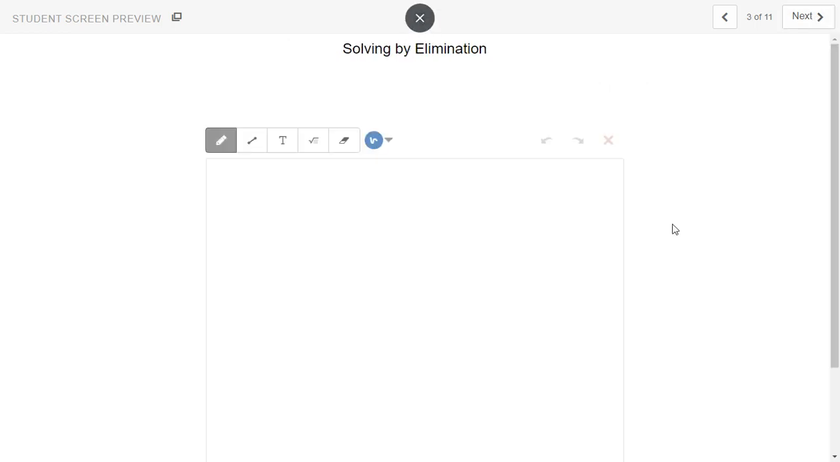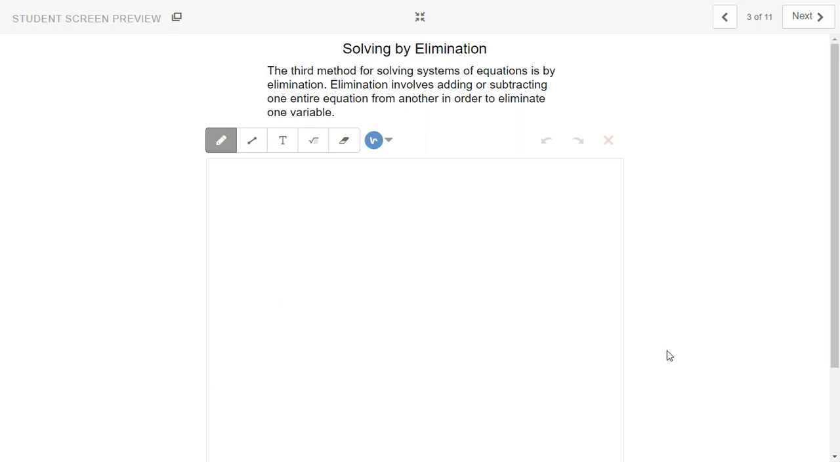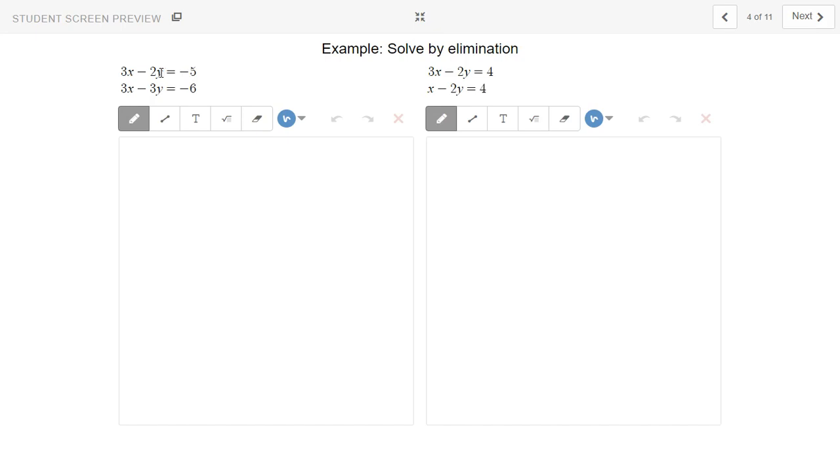Okay, so the reason we did that activity is because using elimination is very similar. We're going to be adding our system of equations downward and trying to eliminate one of the variables so that we could solve for the other one. Okay, let's take a look at this equation. I have 3x minus 2y is equal to negative 5. The second equation, 3x minus 3y is equal to negative 2.